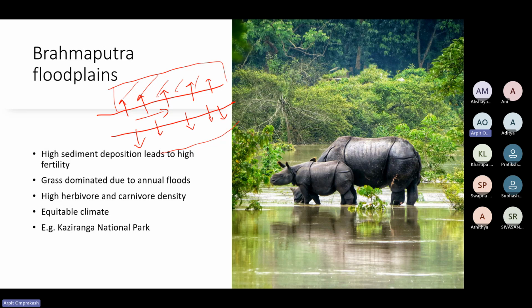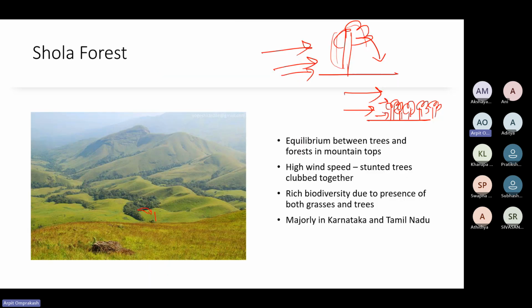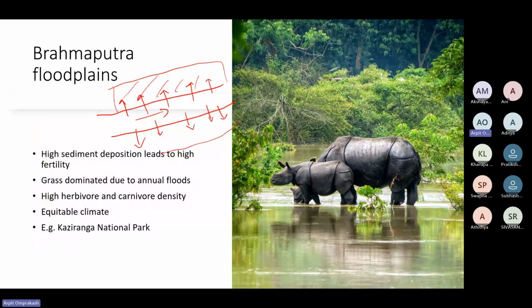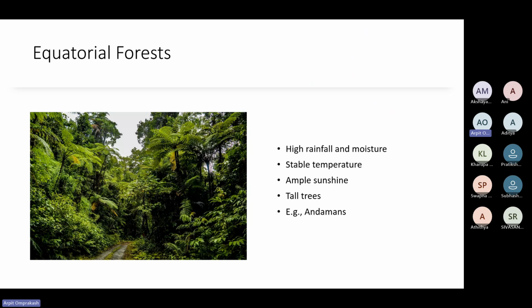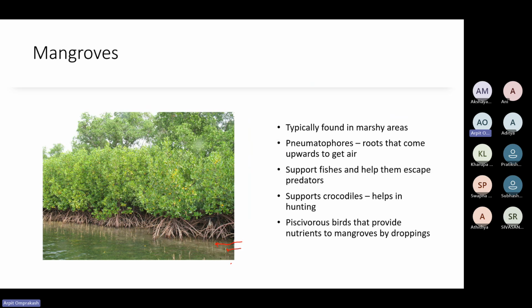Basically, all these lagoons and floodplains have very high sediment deposition and a high amount of nutrients, and generally have an equitable climate, and a lot of wildlife can grow here. We have Shola forests, which are found in the upper reaches of the Western Ghats. We have equatorial forests, which are found near the equator, such as in Andaman. And we have mangrove forests, which are generally found in marshy areas near the sea also.